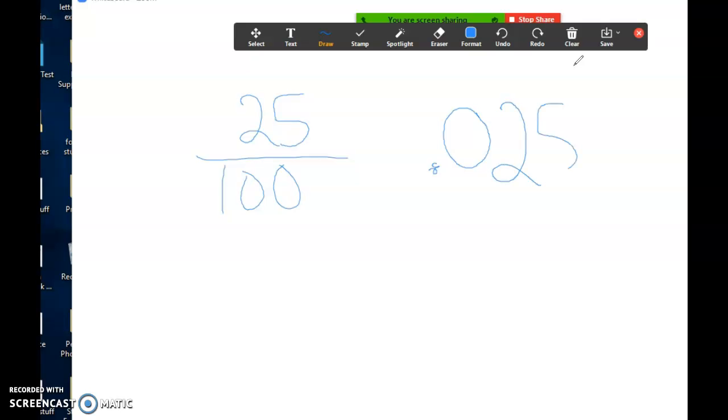Okay. So let's practice really quick. So this is the tenths. This is the, and this is the, oh, so is this 25 hundredths or 25? That is 25. There you go.